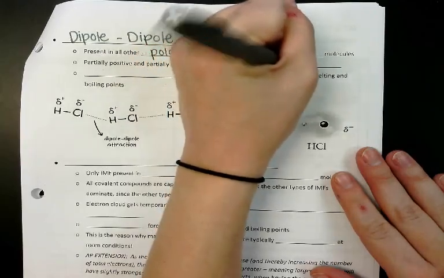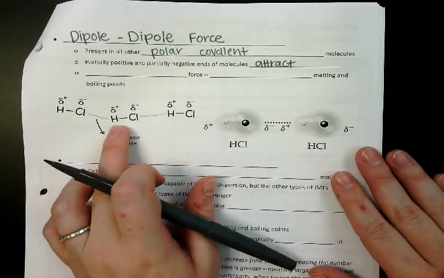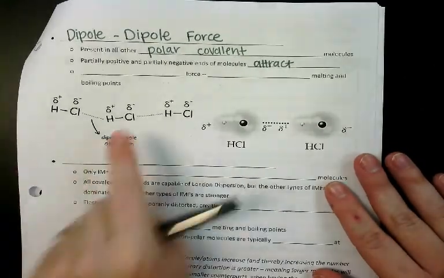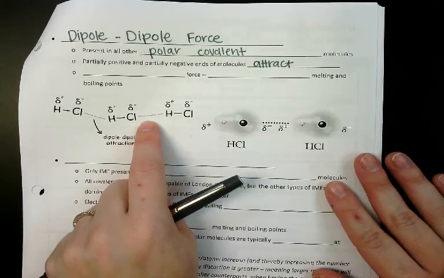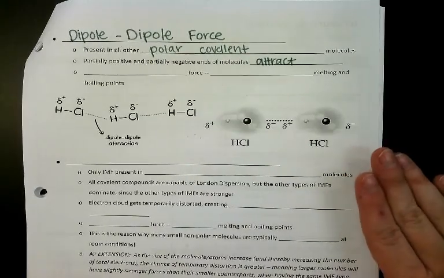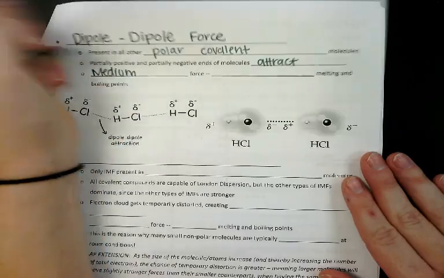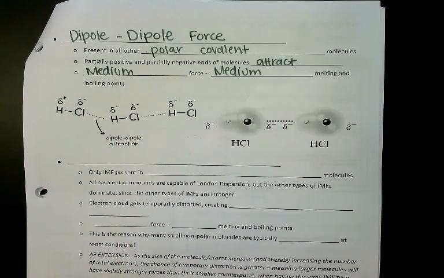Now, you may say, well, there's a hydrogen there. Isn't that a hydrogen bond? No. Why not? Why is this not a hydrogen bond? Because it's not bonded to fun, right? It has to be fluorine, oxygen, or nitrogen. This is bonded to chlorine, so this is just regular old dipole. Okay? Now, these are a medium force. They have medium melting and boiling points. So you'll see some that are maybe a gas at room temp, some that may be a liquid at room temp. It just depends on the molecule and all of that.